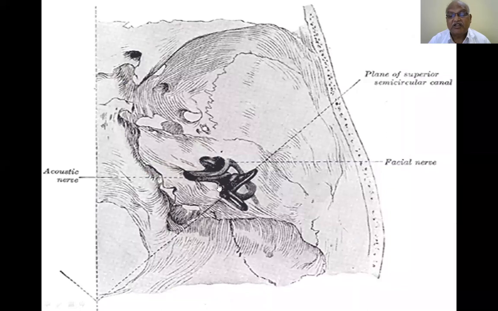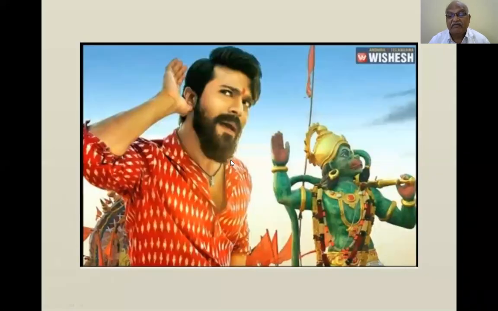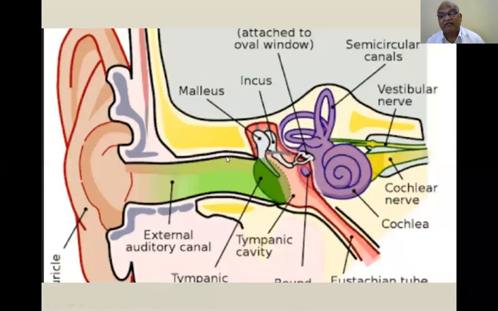So how is this present in this bone? This is a beautiful diagram, black and white. Now the actual class of the inner ear or labyrinth is starting.